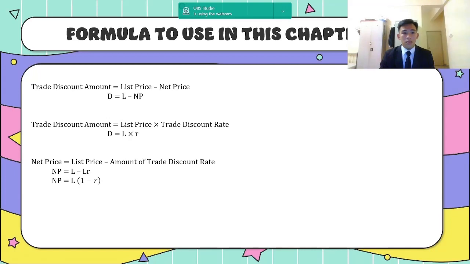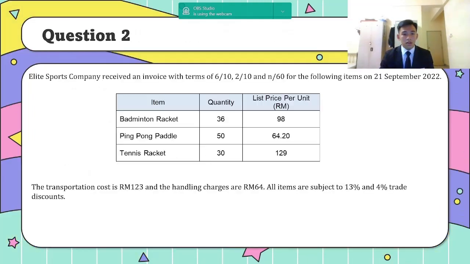Formulas to use in this chapter. The discount amount is equal to list price minus net price. The discount amount is equal to list price multiplied by the discount rate. Net price is equal to list price minus the amount of the discount.